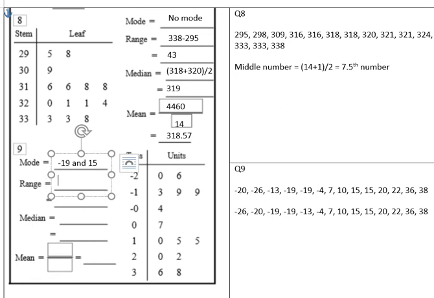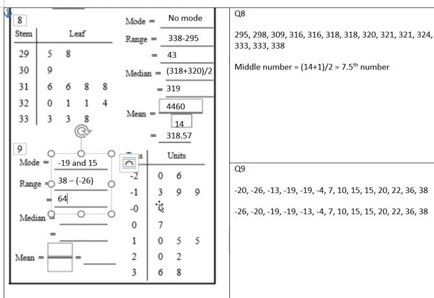Our range is our biggest number, 38, minus negative 26. So remember, when we minus a negative number, we are adding. So it's actually 38 plus 26, which is 64. So we have a range from negative 26 up until 38. We have a range of 64.